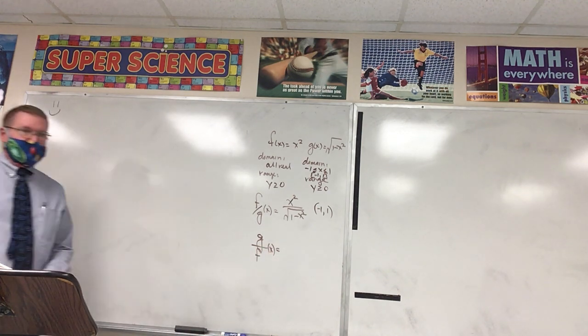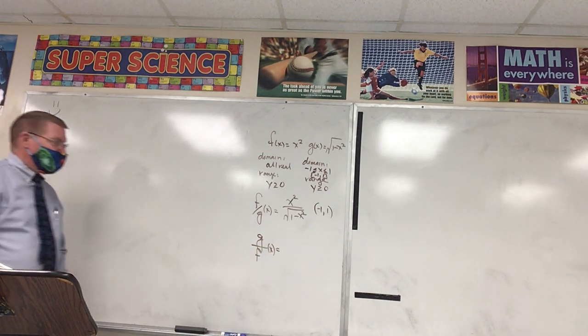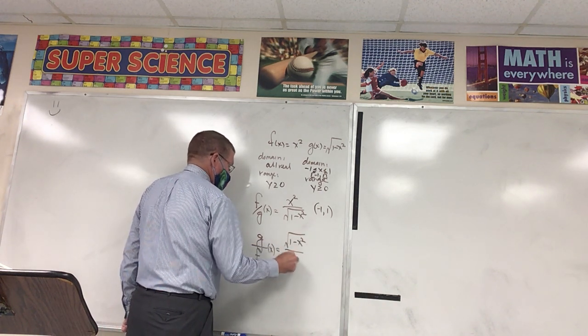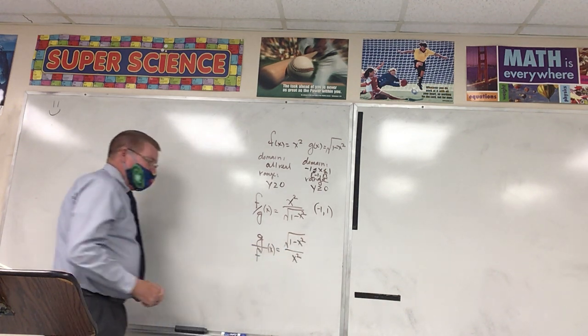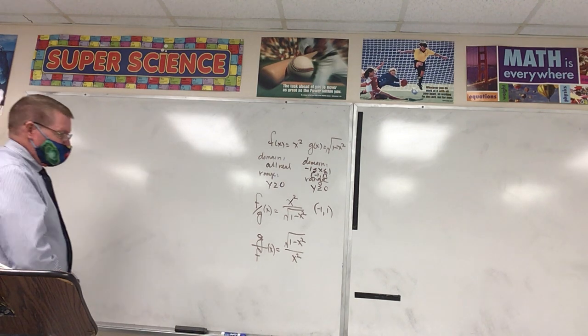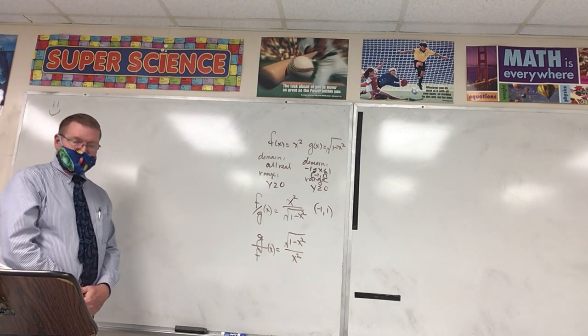G over f of x. Square root of 1 minus x squared over x squared. So x cannot equal 0. Is that it? Well, also, there's something else to do with the square root. Hold on, what do you do with square root?